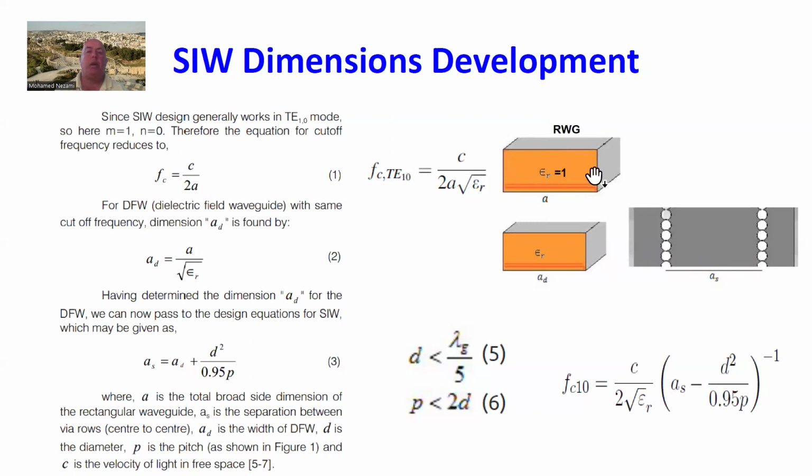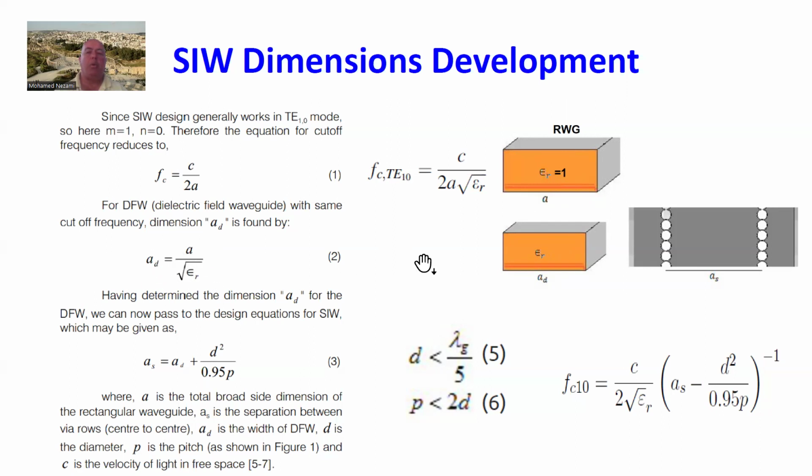We start out with a rectangular waveguide. We have the operating frequency, so we find out what the A dimension is that is needed to propagate the TE10 mode at that particular frequency, and then we convert that dimension. We transition it to a dielectric filled waveguide by finding out what the width would be in order to operate similar to a rectangular waveguide at that A dimension. And that's basically this here.